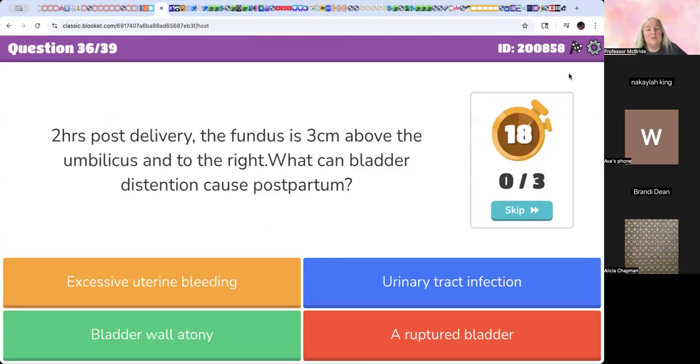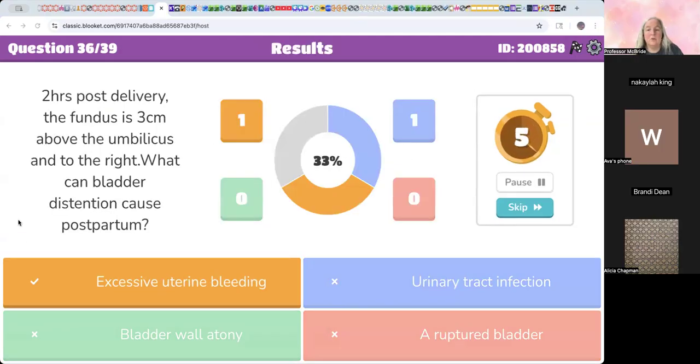Two hours post-delivery, the fundus is 3 centimeters above the umbilicus and to the right. What can bladder distension cause postpartum? Okay. So this is one that we talked about before, that if the uterus is deviated from the midline and it's above the umbilicus, then that could be a sign the bladder's full. And if the bladder's full, it's going to decrease the contractility of the uterus. And so excessive uterine bleeding is the big concern here.